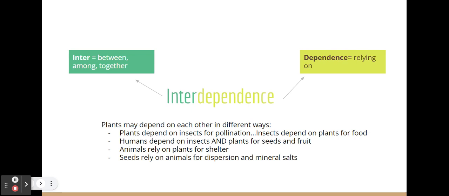If we move away from plants and think about humans, humans depend on insects and plants for seeds and fruit because, for example, plants don't form seeds and fruits for us that we can eat unless they are pollinated. So we need those insects for that. Animals also rely on plants for shelter. Some little animals use plants for that, and that's also interdependence. And we can say that seeds rely on animals for dispersion and mineral salts. When an animal eats a seed and then excretes it, the mineral salts that can be gained from the animal's droppings are really useful for the plant.